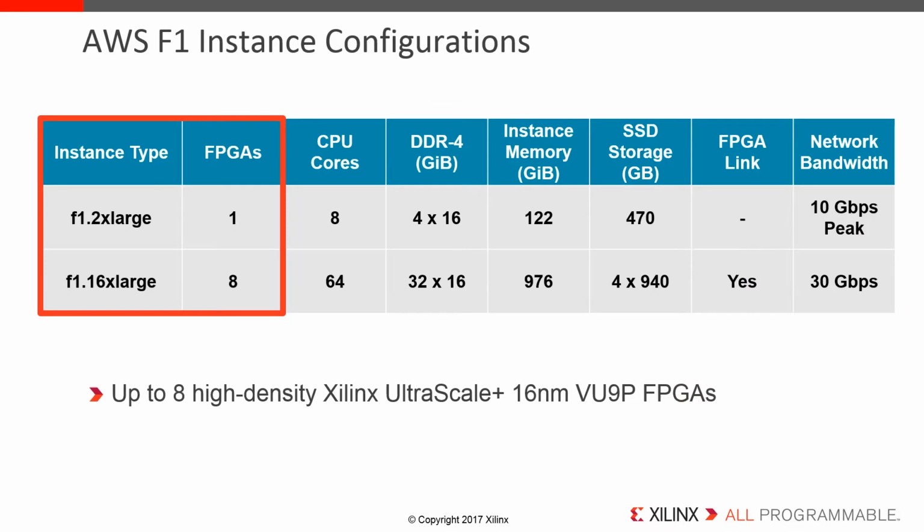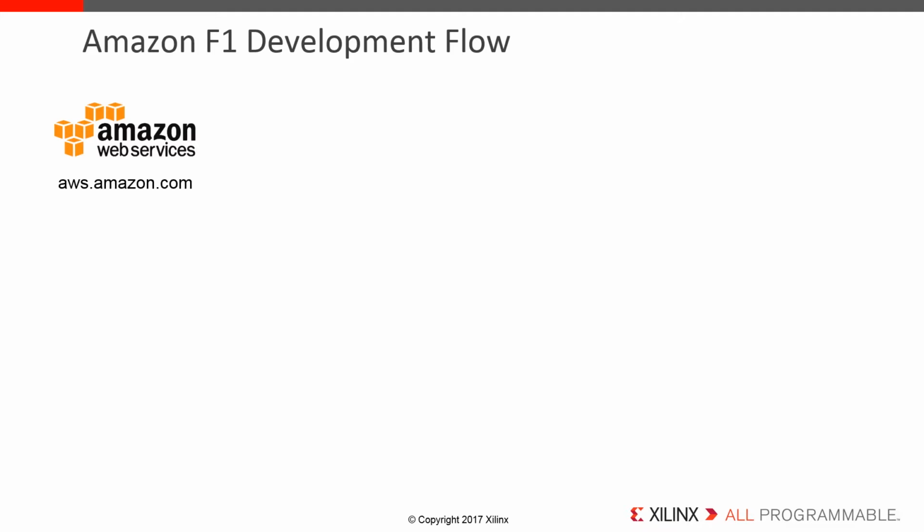When it comes to instance configurations, AWS provides two options: an instance with one FPGA and another with 8 FPGAs. This provides great flexibility to application developers and ensures no one will run the risk of running out of FPGA logic. Now that we have covered the basics of the F1 platform, let's take a look at the F1 development process.